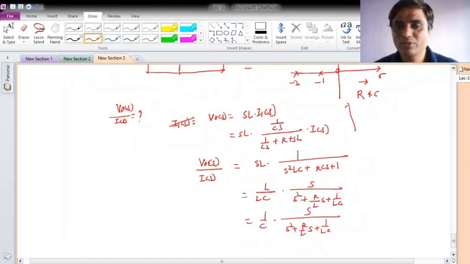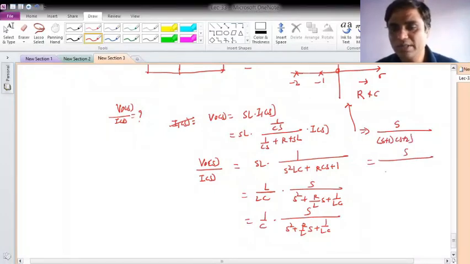Now again, the second information is given, that is the pole-zero plot. So from that, what will be my transfer function? Zeros will be at s equal to 0, so this is s, and poles at 1 and 2, so it is s plus 1 and s plus 2. If you solve, this will be s square plus 3s plus 2.